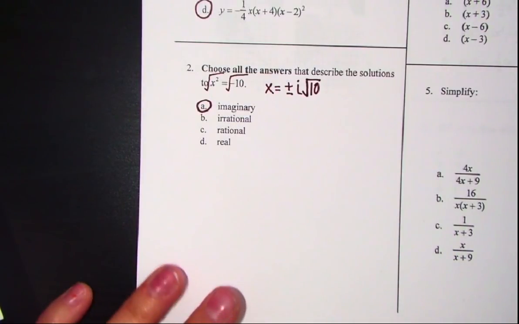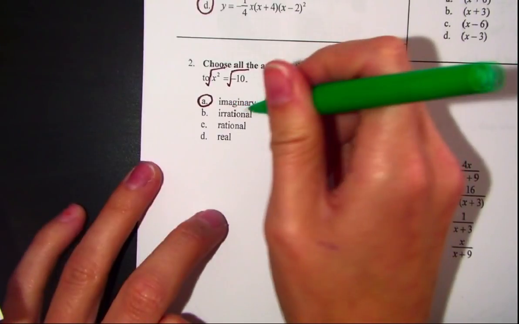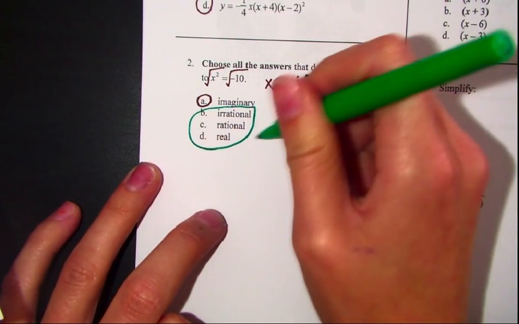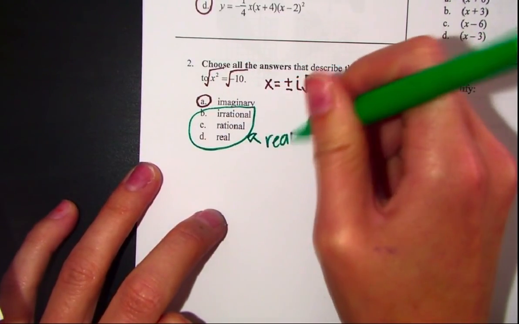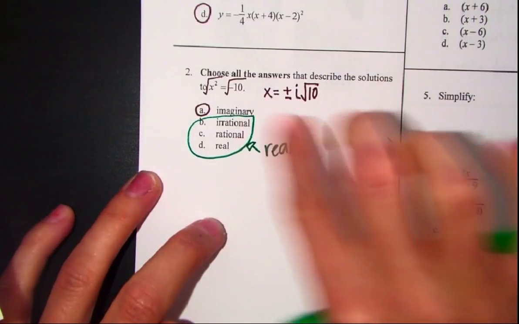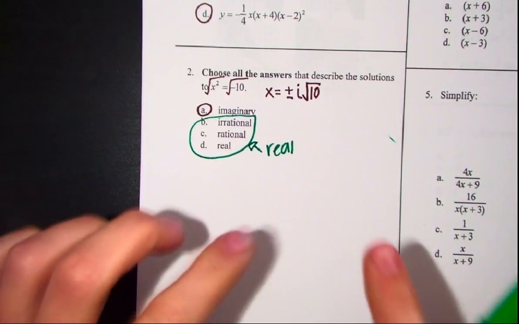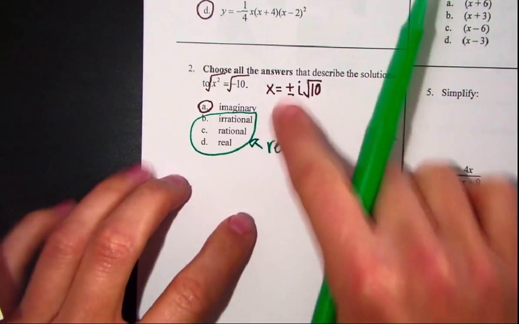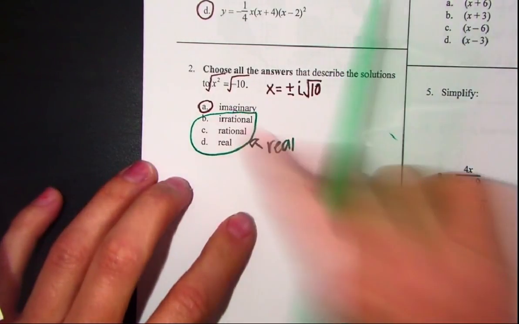And then all the rest of these are all part of being a real number. So since these are part of being a real number, it's not going to apply because there's two types of numbers. There's either real numbers or imaginary numbers. So if it's imaginary, then it's just imaginary.